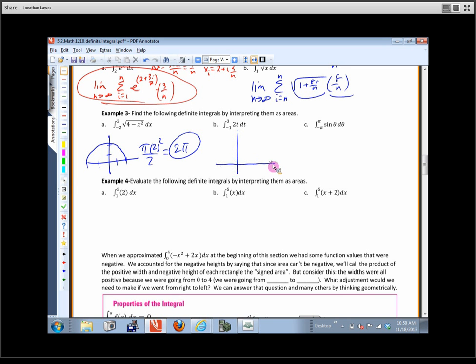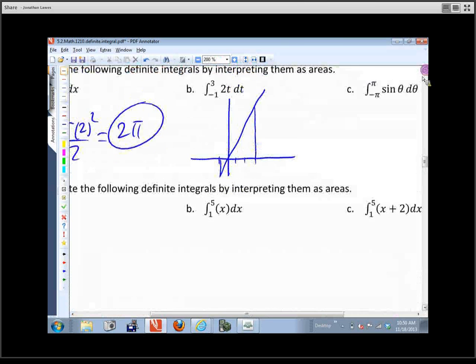Let's look at this one, because we're going to use this a couple times. Net area, signed area between -1 and +3 for the function 2t. There's the height. That tells us the height. Tells us we're integrating or accumulating area with respect to t. So this goes through the origin and has a slope of 2. So it looks something like this. If this is -1, there's 1, 2, and 3. So there's the area that I'm after right there.